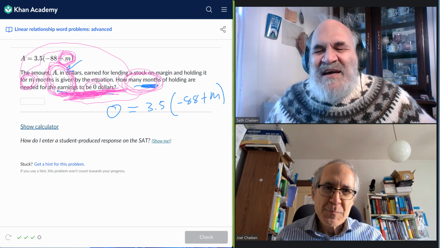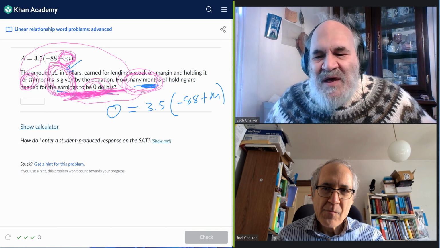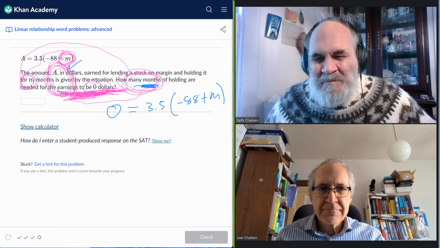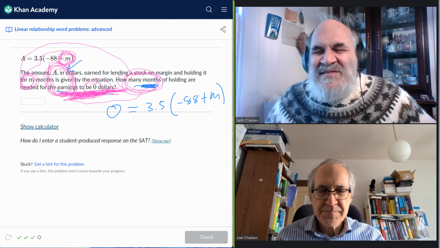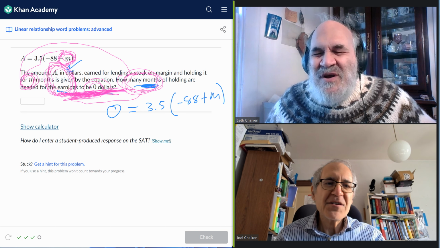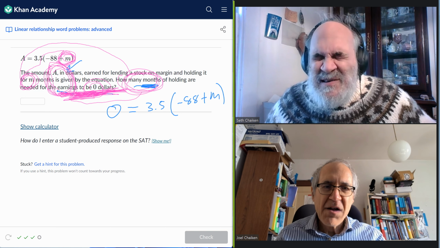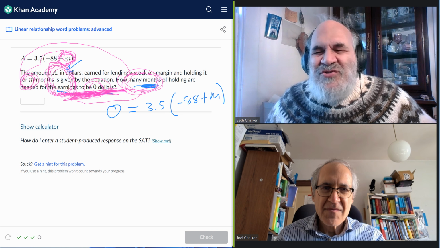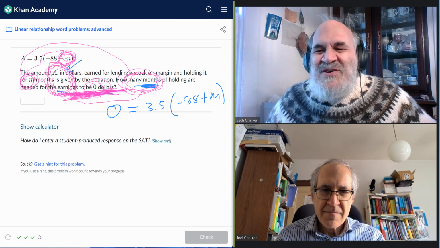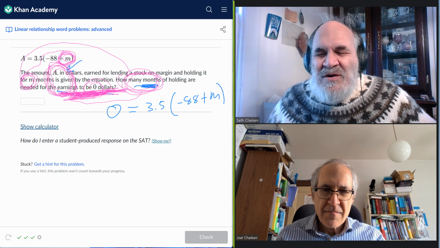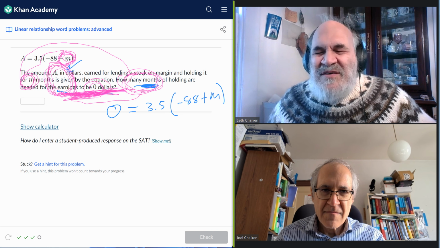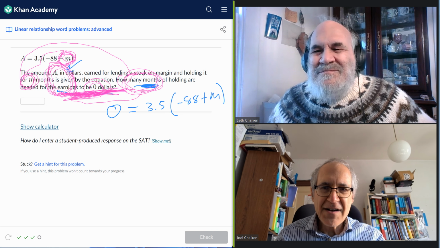The approach is to recognize situations where the model, this concept of months, earnings, margin, lending a stock on margin, whatever that means, are unimportant features of the question, and the approach is to extract the features of the question that indicate what mathematical problem they're asking you to solve. It sounds a lot like my approach.